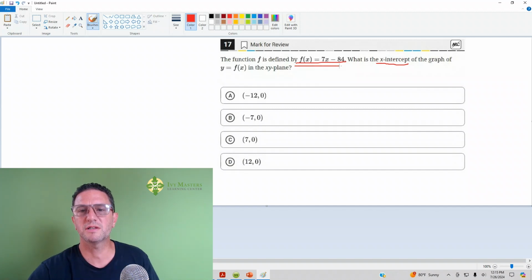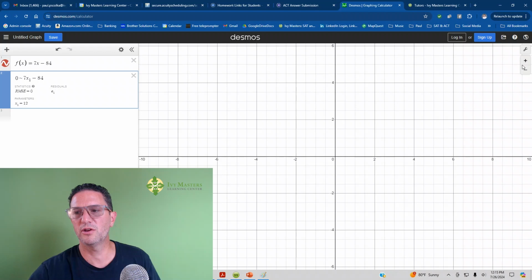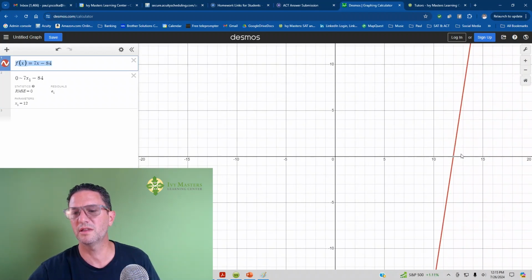I can just plug this into Desmos. When I do, what you notice is that you don't see the line. So here it's plugged in right here. If you zoom out, then you'll see the line. Just roll over the x-intercept, it's 12, 0, mark your answer, and move on.